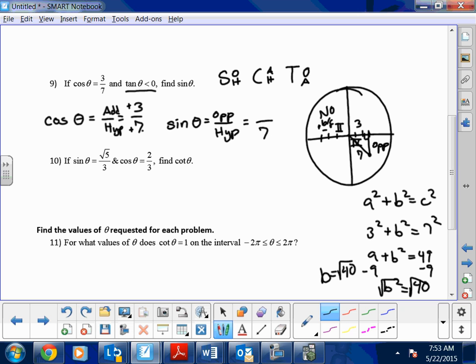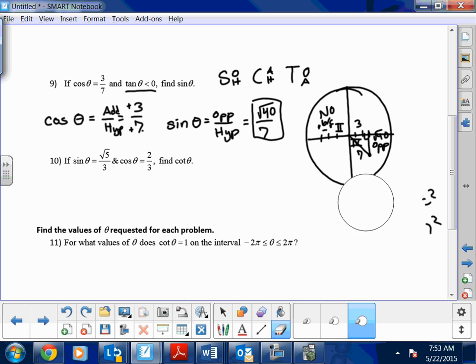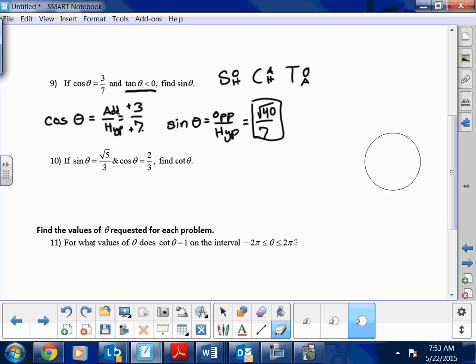which means that this opposite is really the square root of 40, and here's your answer. Lovely. We're done with that solution. Now let's move on to the next. So if sine theta is square root of 5 over 3, let me go ahead and do this first. Let me erase all this here so we can leave some space to figure out the next one.